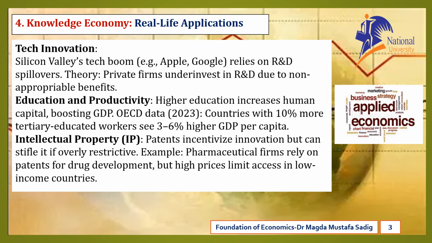For example, according to 2023 OECD data, countries where 10% more people have tertiary education, college level or higher, see their GDP per person rise by 3 to 6%. For example, a country with more engineers or doctors can produce more goods, services, or innovation, boosting the economy. Intellectual property.